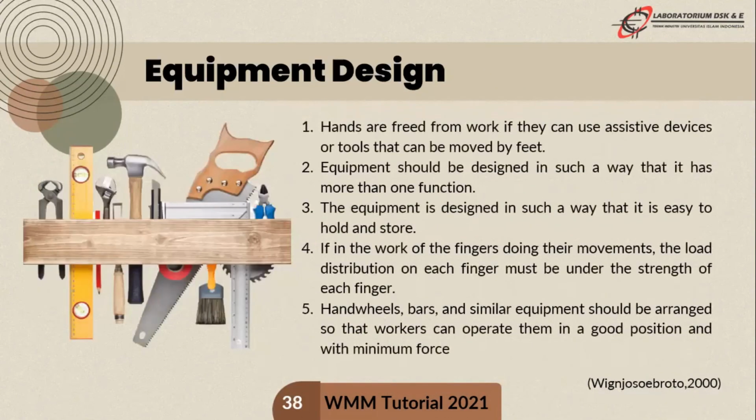And then last, equipment design. There are 5 points. Hands are freed from work if they can use an assistive device or tools that can be operated by the feet. Equipment should be designed so that it has more than one function, or is multifunctional. The equipment is designed so that it is easy to hold and store. When the fingers do their movement, the load distribution on each finger must be within the strength of each finger. Hand wheels, bars, and similar equipment should be arranged so that the worker can operate them in a good position and with minimum force.